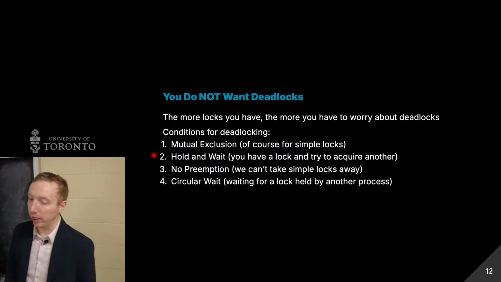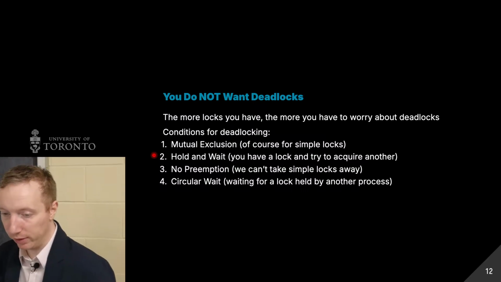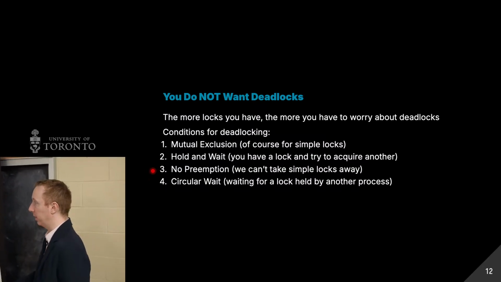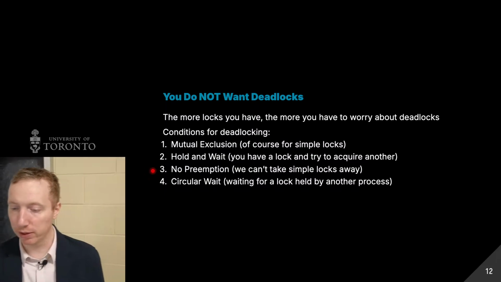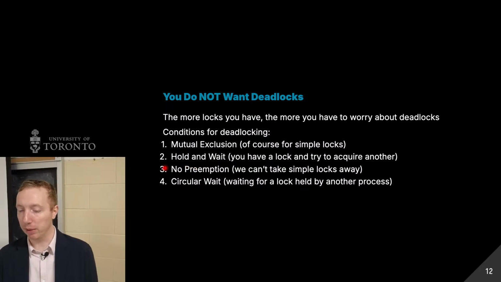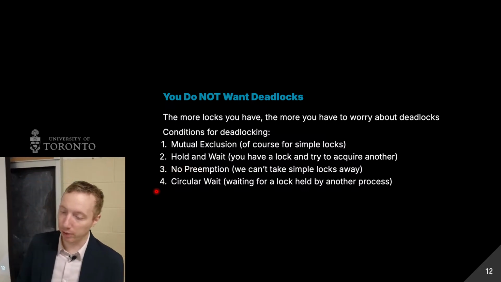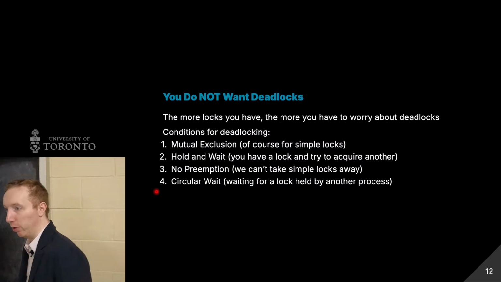2 is hold and wait. So I have to have a lock and then try to acquire a different lock. And then 3 is no preemption. You can't just force someone to unlock their mutex. You can't just take it away. So we will consider all of our locks are not preemptible, so this condition we will not be able to do anything about. And then the 4th is circular wait. So you're waiting for a lock held by another thread or process.